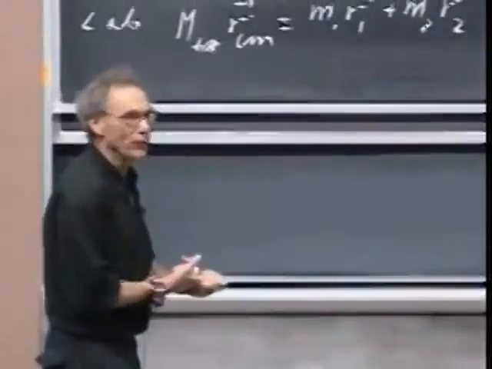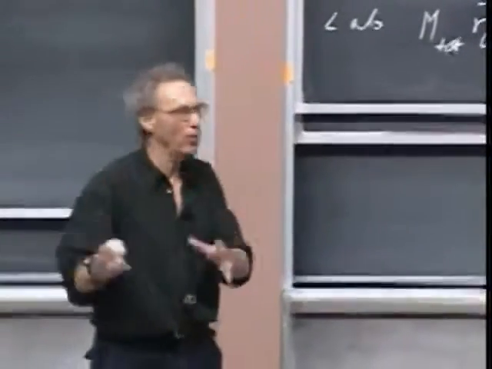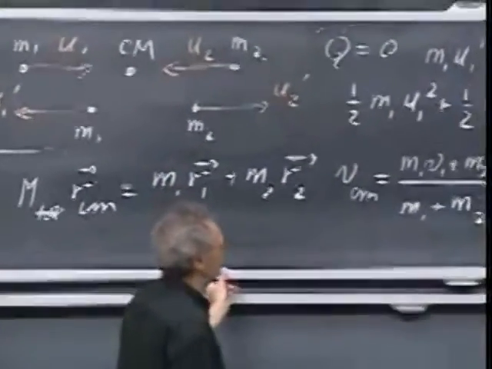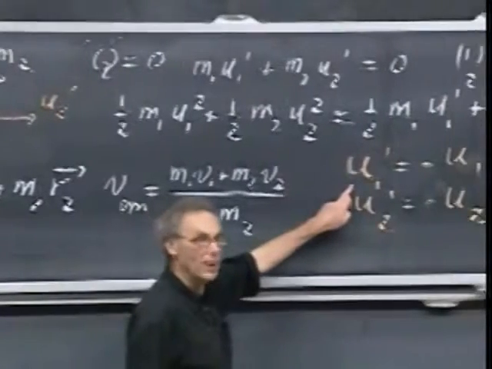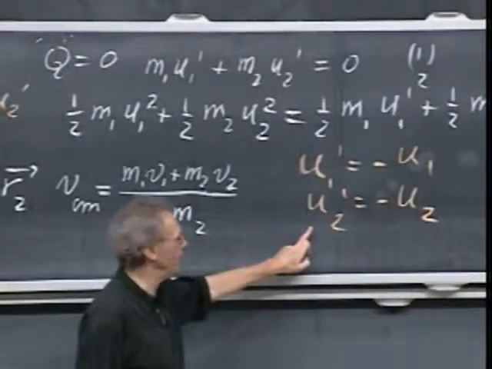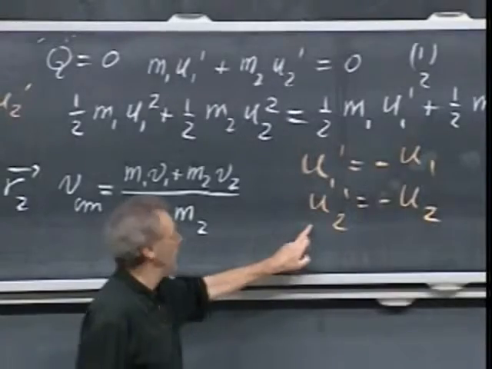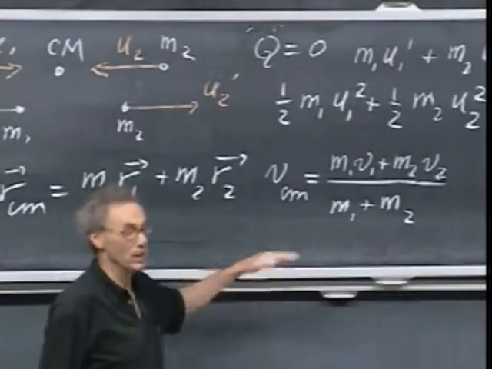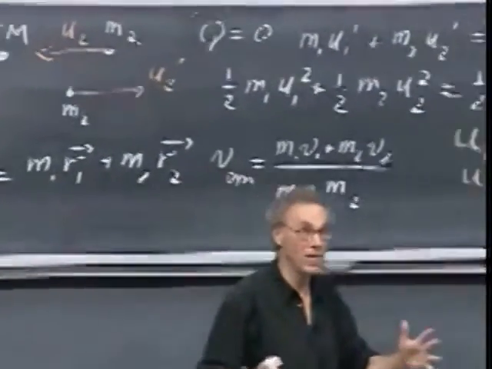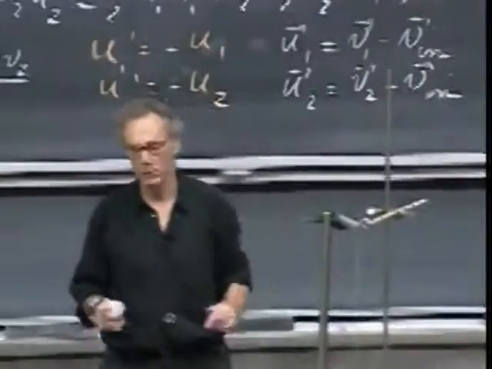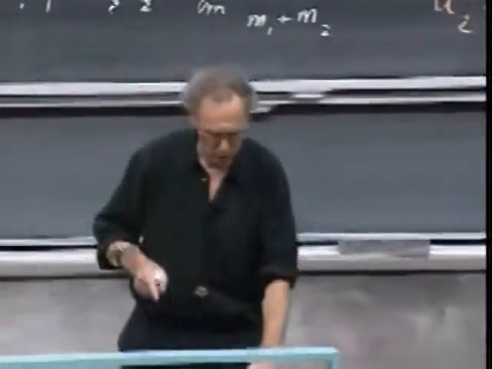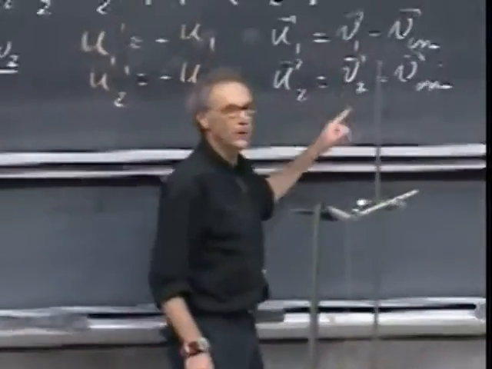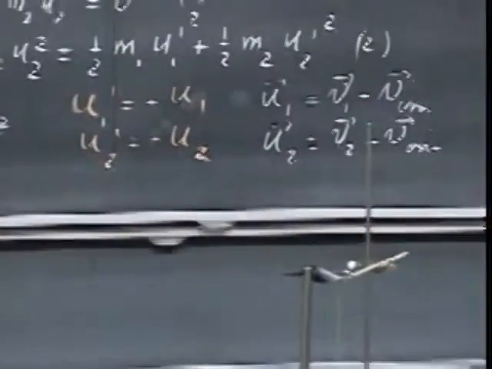Now, if you later wanted to transfer back to your laboratory frame, then of course you will have to add the velocity of the center of mass again to the u1 prime, and to the u2 prime. The velocity of the center of mass has not changed as seen from your frame of reference, because it is always the same, remember, because momentum is conserved. So to get into the center of mass frame, you must subtract the velocity of the center of mass from the initial velocities. To get out of it, you must add it.